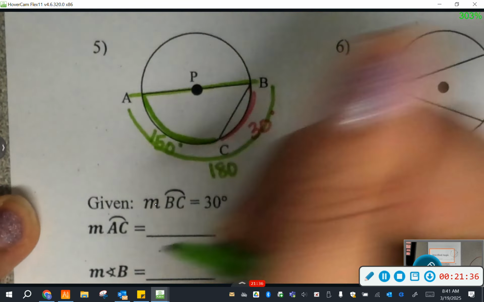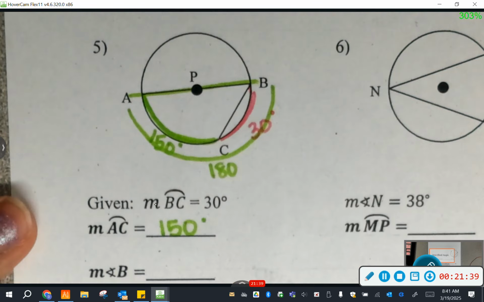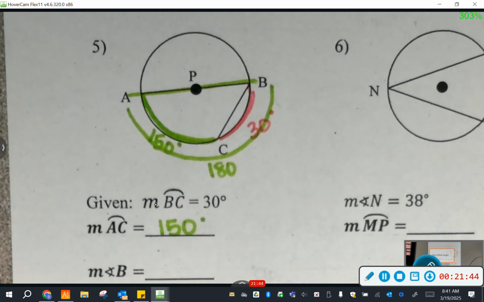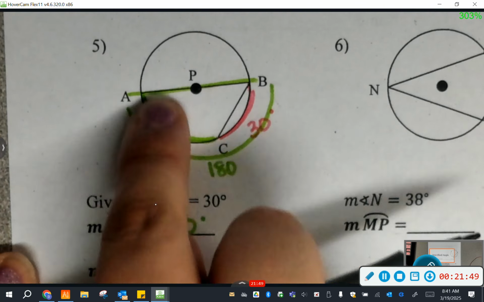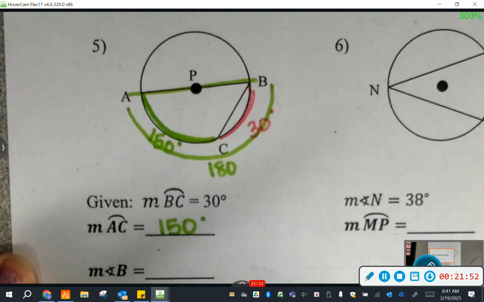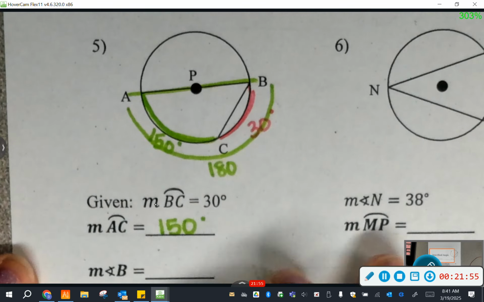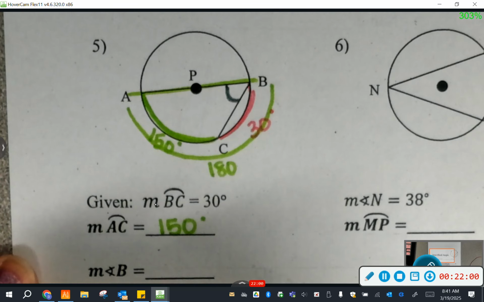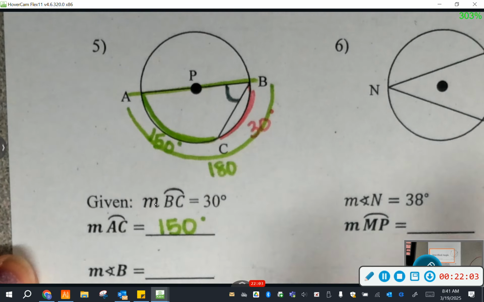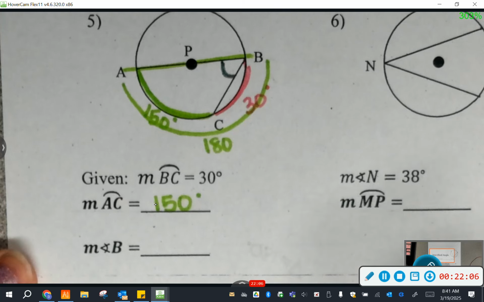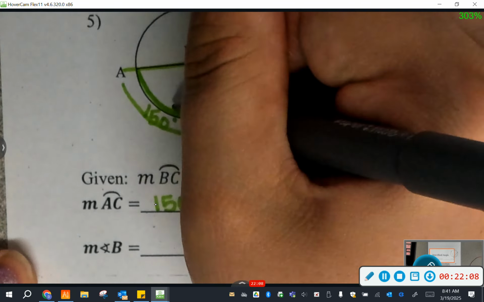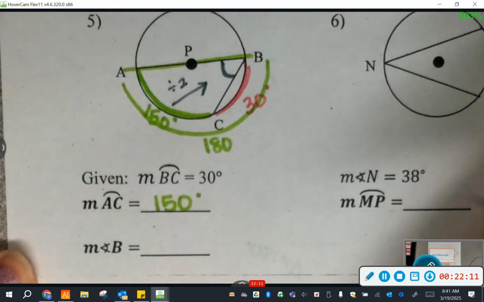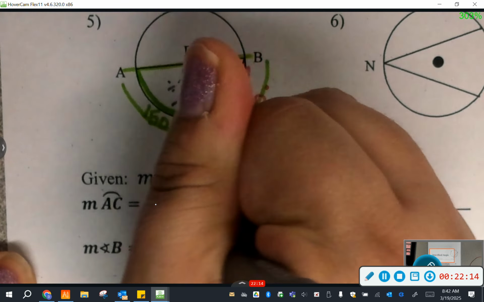150. I just did 180 minus 30. The whole thing is 180 and this part is 30, so that's how I got 150, doing 180 minus 30. Does that make sense? How do I get angle B right here? How do I figure out the angle? Not 30. Divide it by 2. 150 divided by 2 is 75.